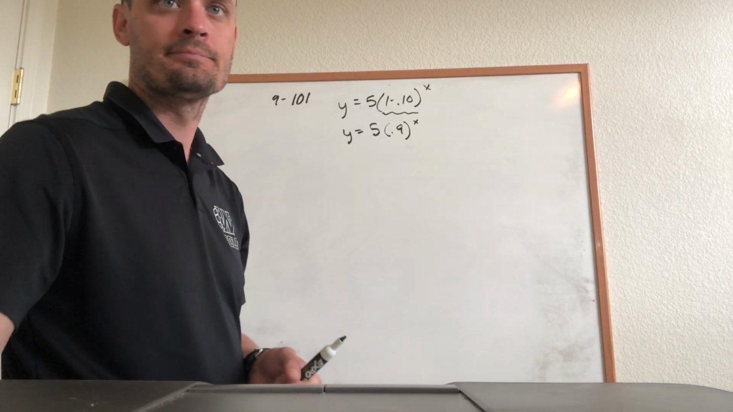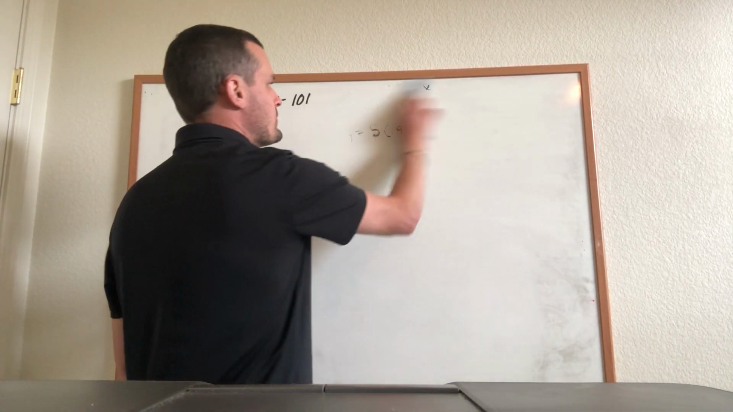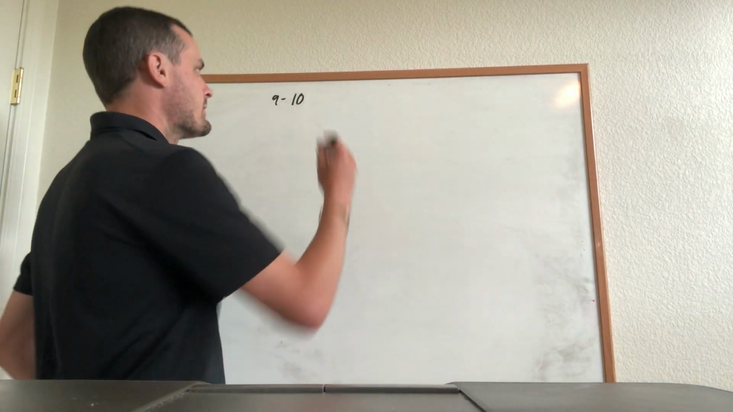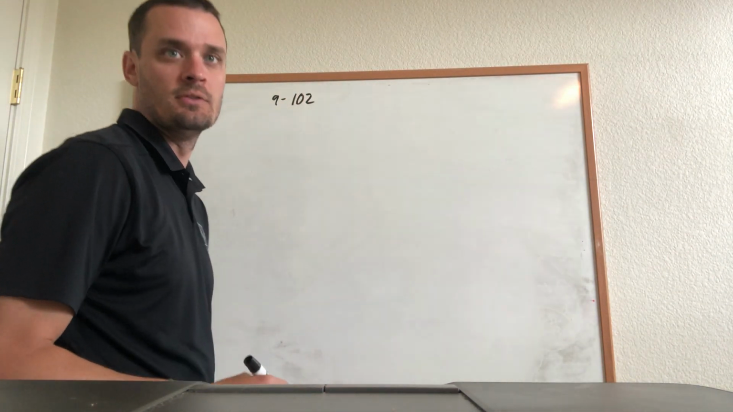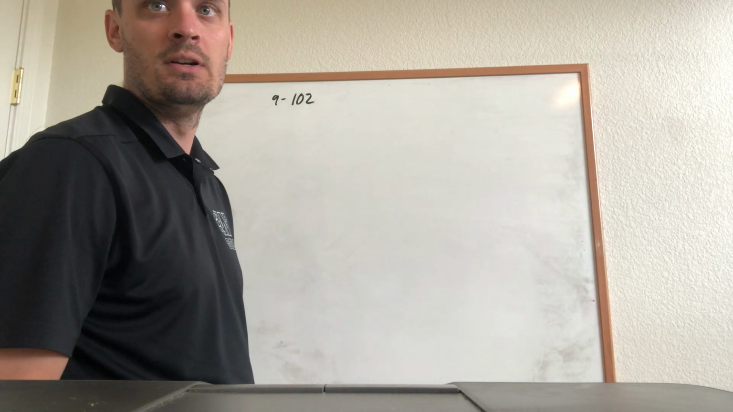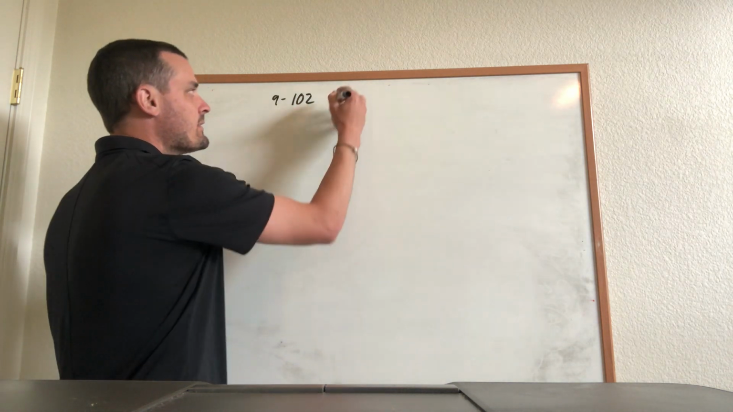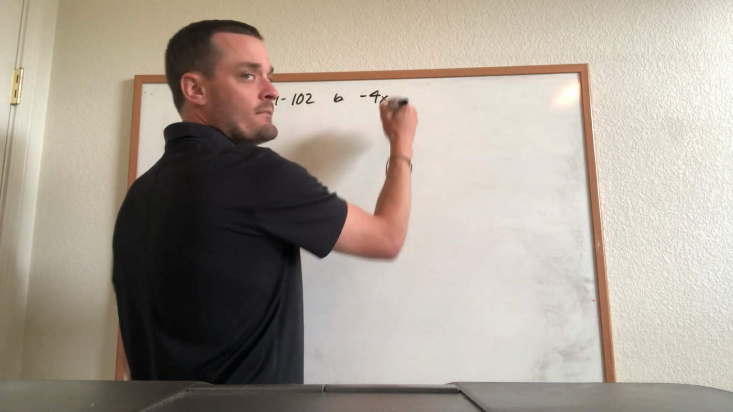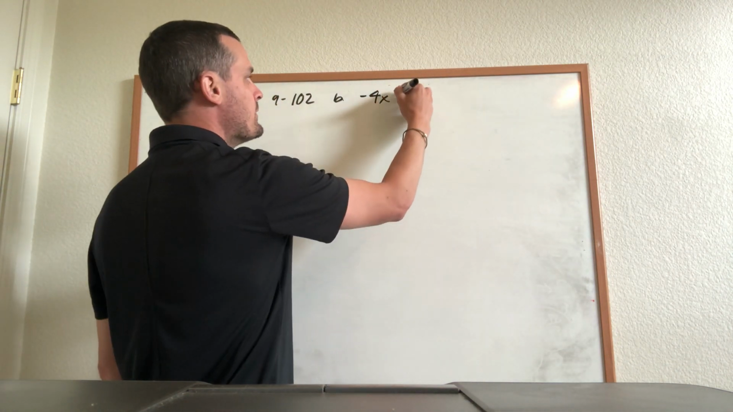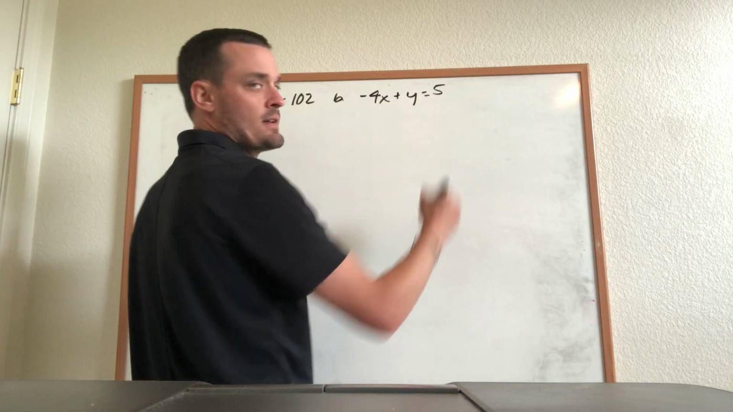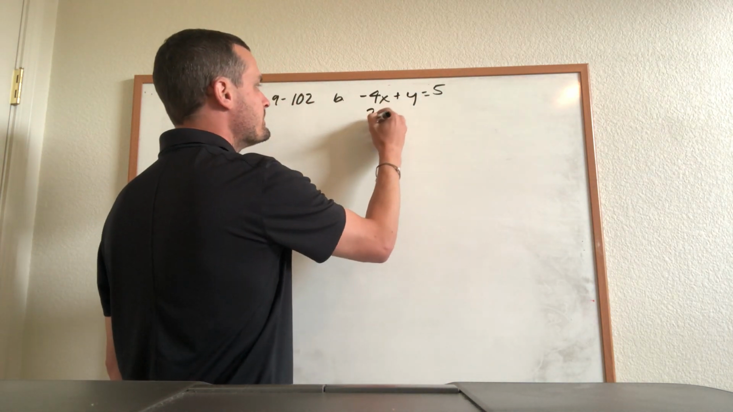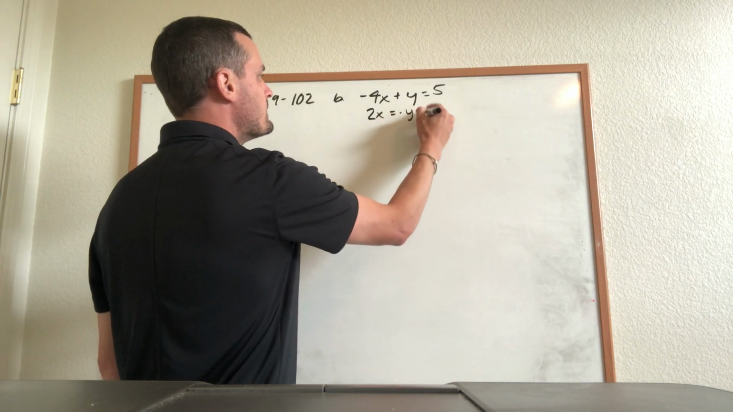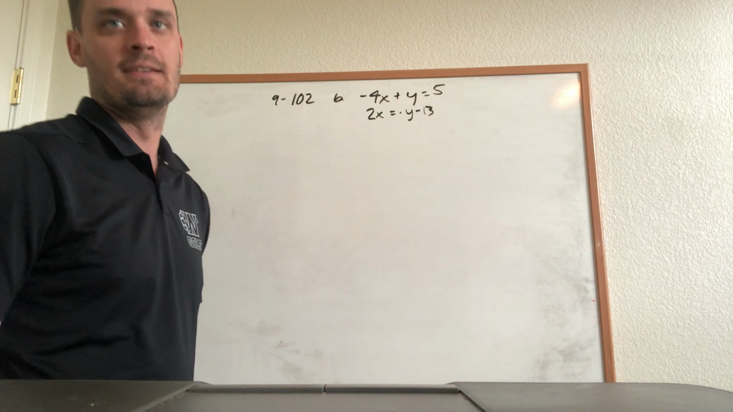102, solving systems of equations. Not inequalities, but solving systems of equations. We'll just do one of them. Let's do B, since it's a little more confusing. Negative 4x plus y equals 5, and 2x equals negative y minus 13.